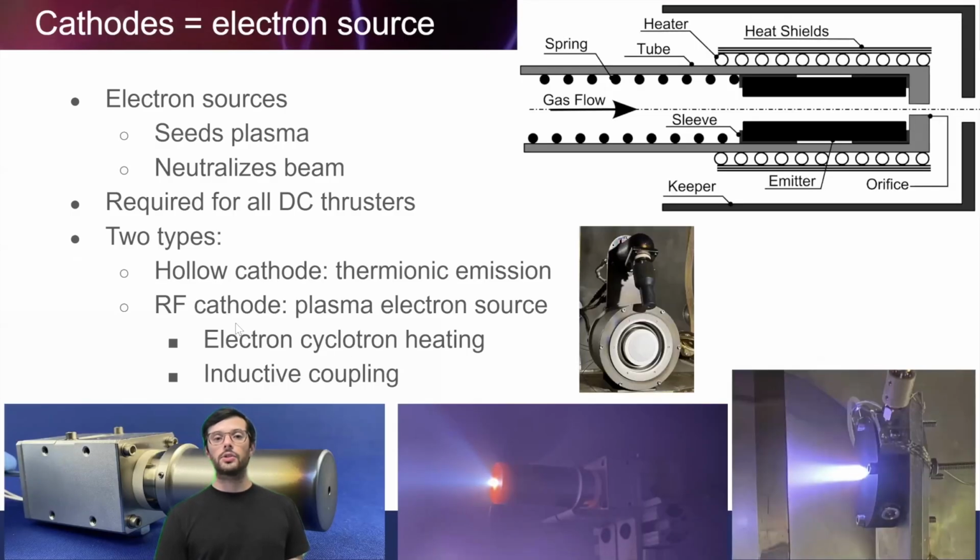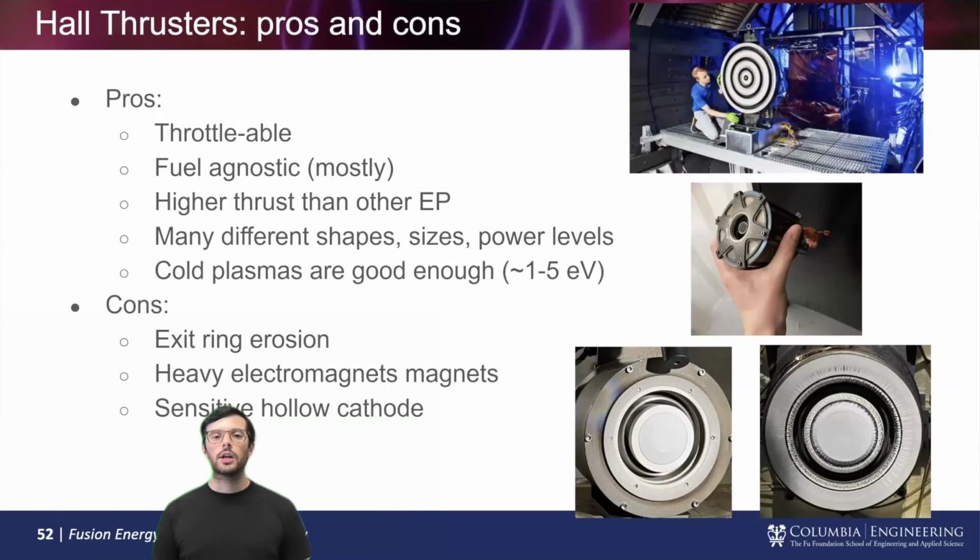There are other ways to do this. You can make an RF cathode, so you can make a plasma using some other method, not using this thermionic emission method, and then you have some electrode which pulls out the electrons and keeps the ions. So it's essentially any kind of way you can make electrons. Hollow cathodes are just by far the most widely used cathode source for electric propulsion because they're quite reliable at this point.